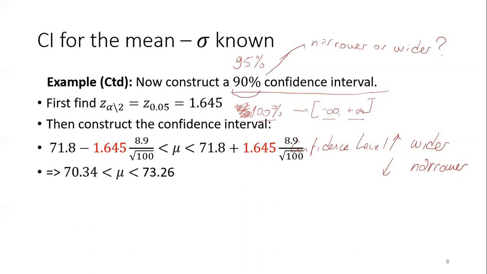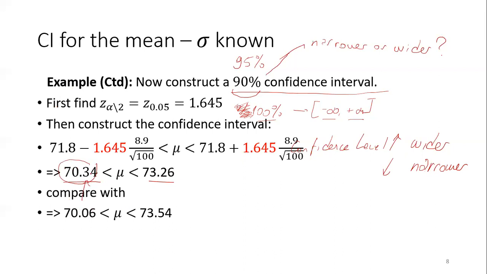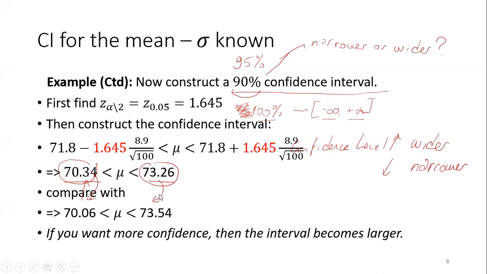So this confidence interval is now 70.34 and 73.26. Let's compare it with the previous one. This lower bound is larger than that one, and this upper bound is smaller than that one, which means this interval is narrower than the previous confidence interval. So if you want more confidence, the interval becomes larger and larger.